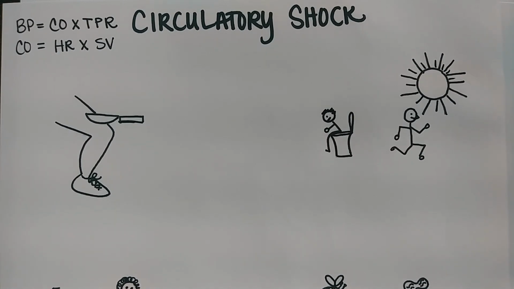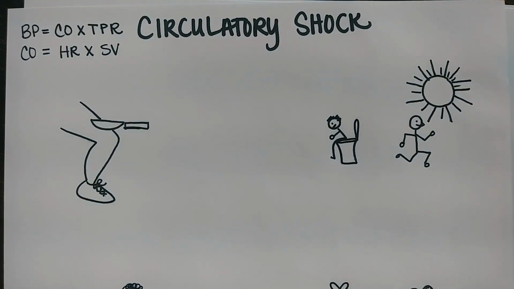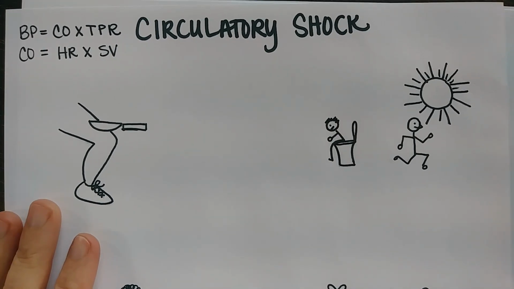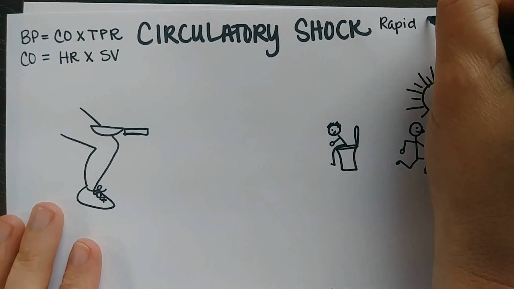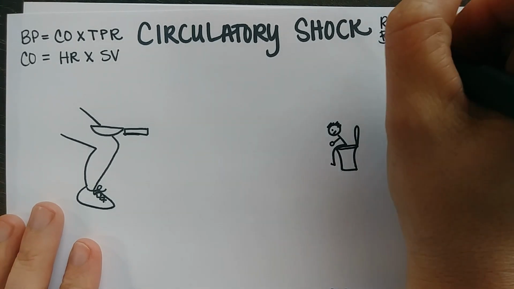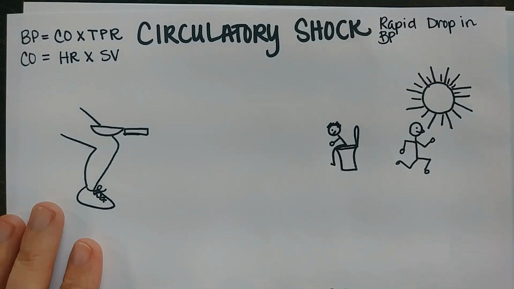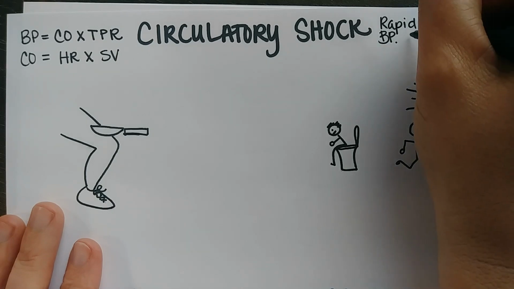Welcome to this video on circulatory shock. In this video, I'm going to talk to you about the various reasons that shock can occur. So, circulatory shock is defined as a rapid drop in blood pressure. And I'm going to use BP for blood pressure. If this is not corrected rapidly, then it can lead to organ failure.